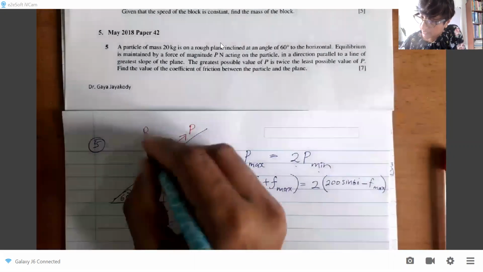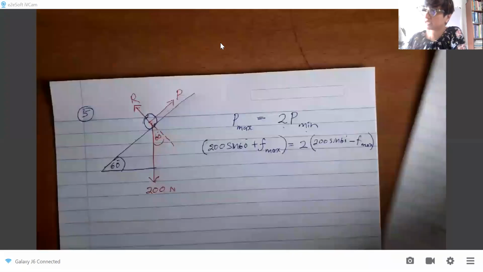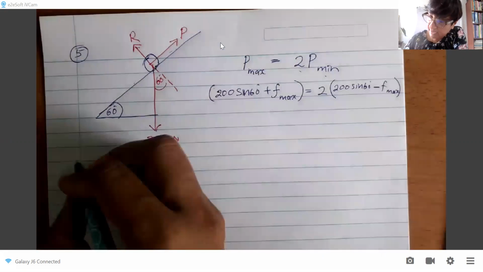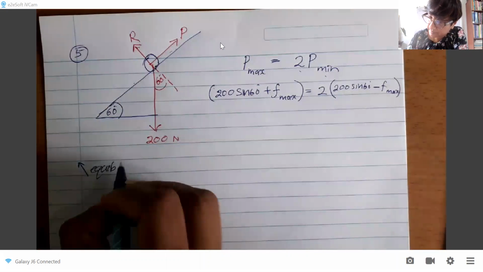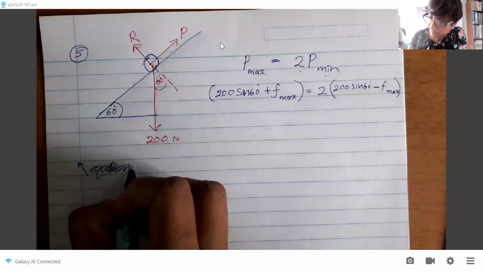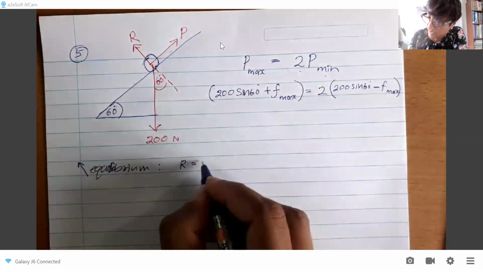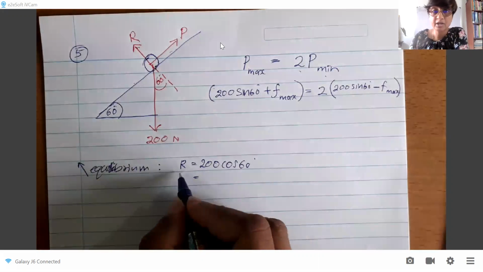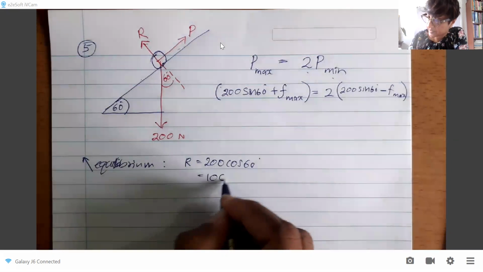This is at rest. So you can apply vertical equilibrium. If you apply vertical equilibrium, you get R is equal to 200 cos 60. Why am I finding this? I need R to write F max. That's why. So 200 cos 60 is 100. R is 100.